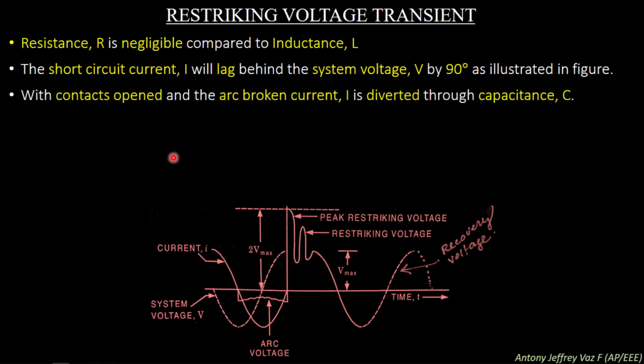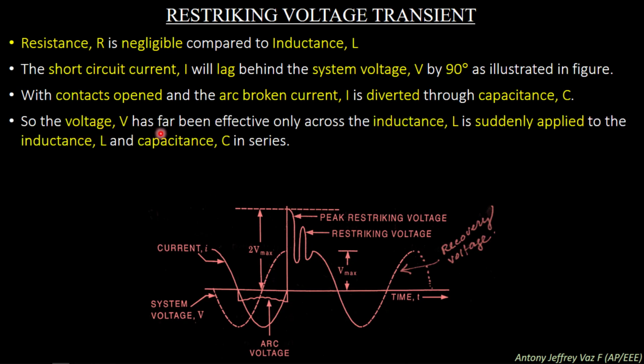90 degrees. With contacts opened and the arc broken, current I is diverted through the capacitance C. You can notice that at this point the contacts of the circuit breaker start to separate, and at this point you can see the voltage across the circuit breaker is diverted and the current is also interrupted. So a maximum voltage of 2V max will appear across both the capacitor and also across the circuit breaker contact.